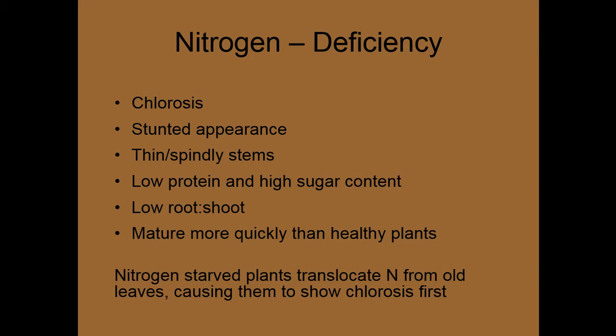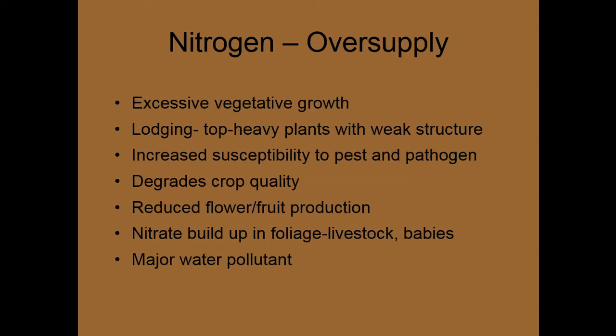Nitrogen deficiency can be seen in the plant as chlorosis or leaf yellowing, stunted appearance, thin, spindly stems, low protein and high sugar content, low root to shoot ratios, and plants with a nutrient deficiency in an agricultural setting will mature more quickly than healthy plants. And one diagnostic tip is that nitrogen is mobile, and so plants will translocate it from old leaves into the new leaves, so the old leaves will show the chlorosis first.